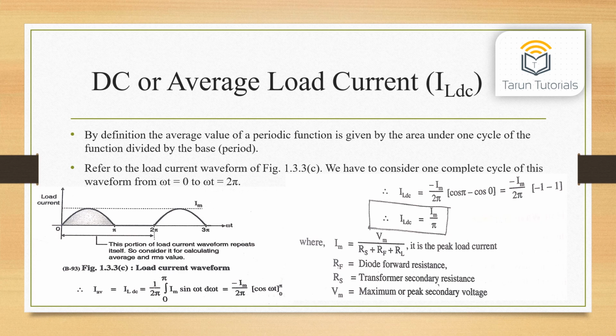It is the peak load current. Rf is the diode forward resistance, Rs is the transformer secondary resistance, and Vm is the maximum or peak secondary voltage.